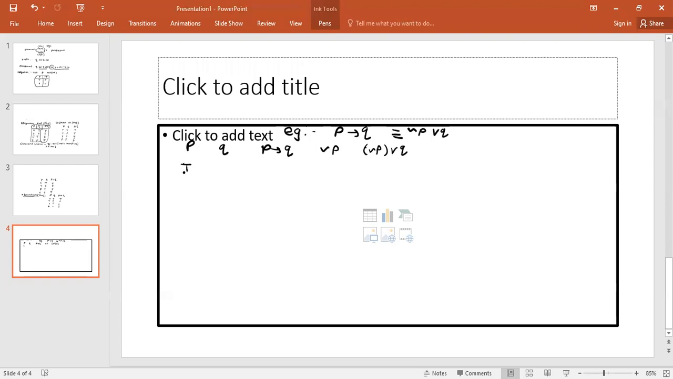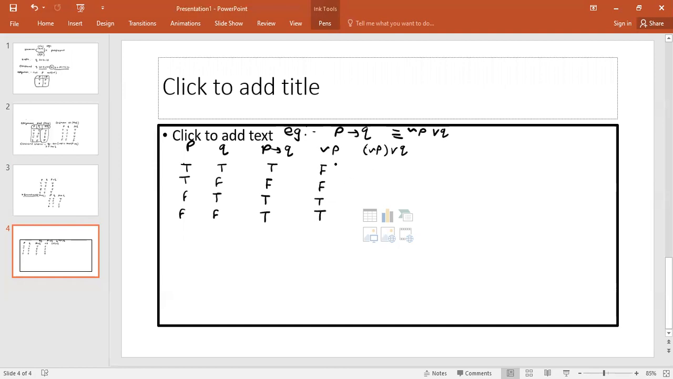Okay, so we will check true, true, false, and false. In Q, this is true, this is false, this is true, and this is also false. So P conditional Q, it gives, as we have seen, T to T gives T, T to F gives F. This is T and this is also T. Negation of P is F, F, T, and T.